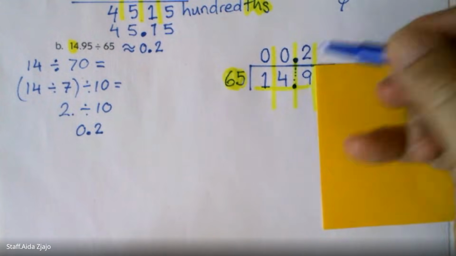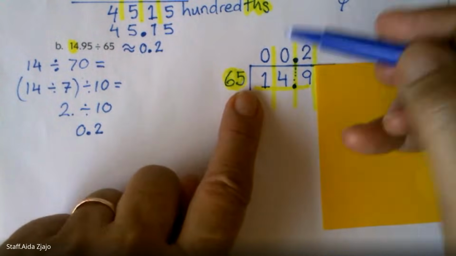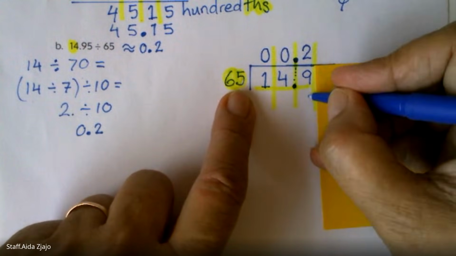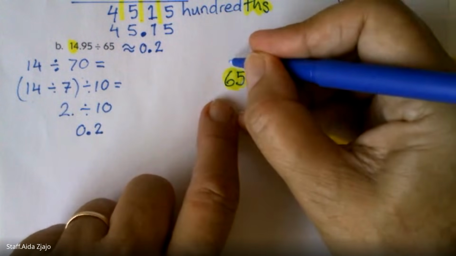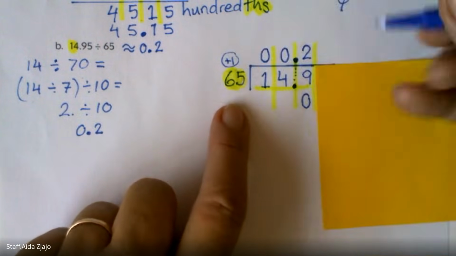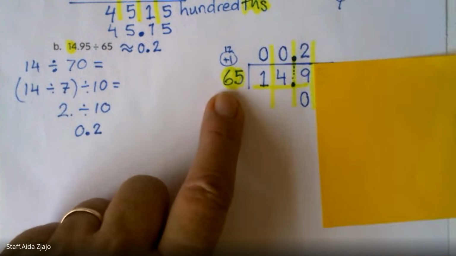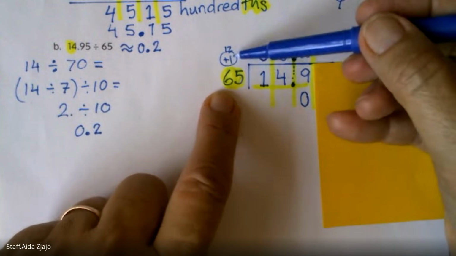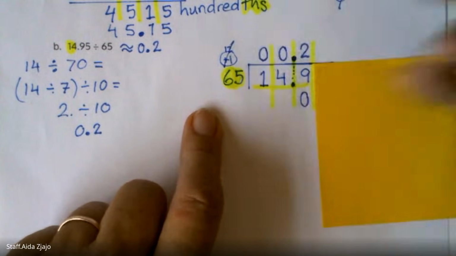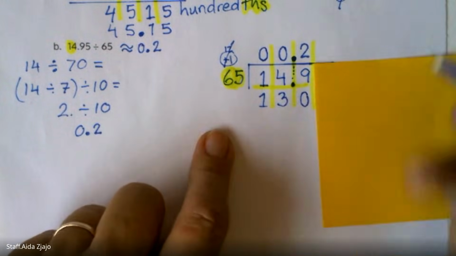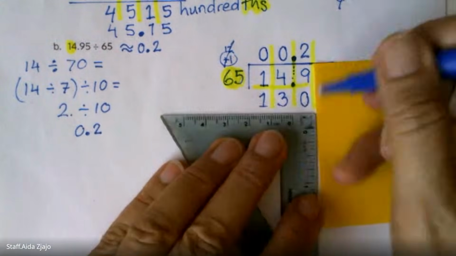2 times 65. If you like to do that, you can say 2 times 5 is 10. So that's 0, I remember 1, 10. Okay. And 2 times 6 is 12, plus 1 is 13. So that will be how much? So now you can subtract.